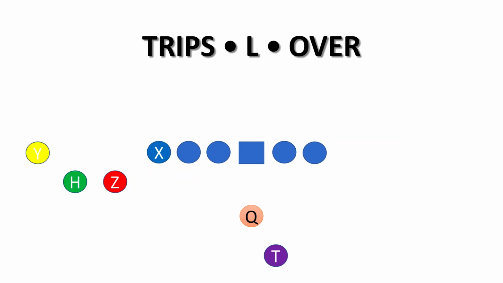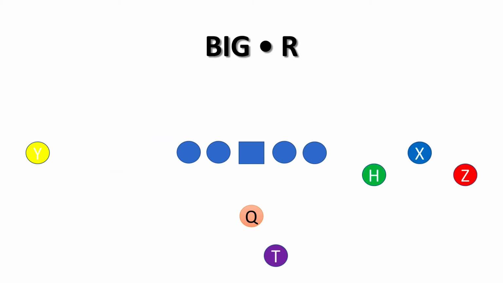Okay, trips left over, so we gave that X an over tag out of trips left. Big right, so we have trips, big, and tray. Tell the X where to line up. So this is trips right, this is big right, this is tray right. From outside in, trips, big, tray. Pretty simple to remember. They only affect one guy. Everybody else, the H and the Z aren't moving, other than their splits a little bit.